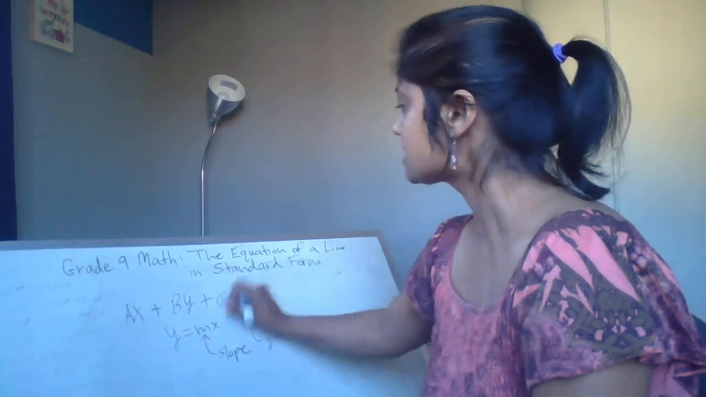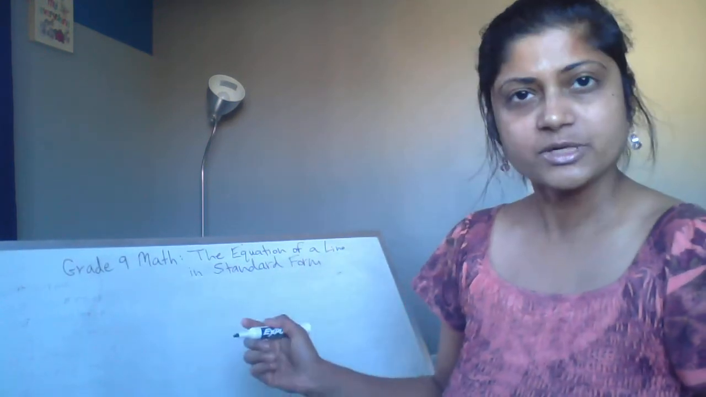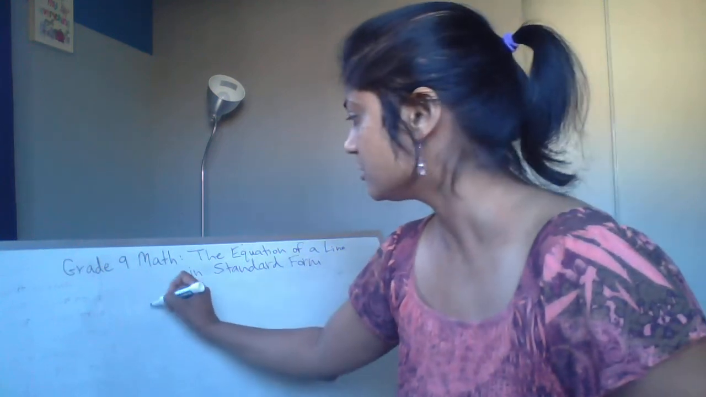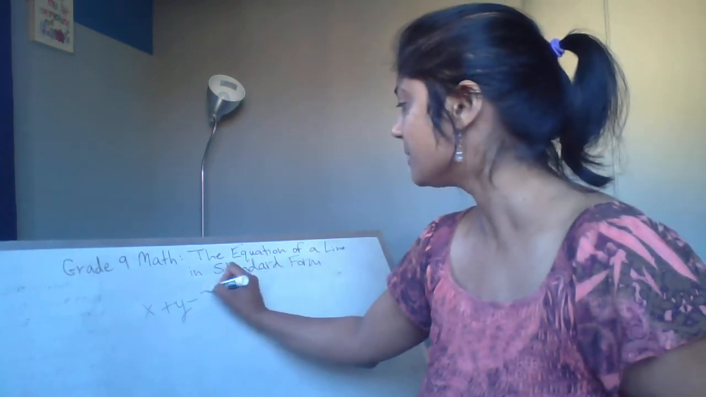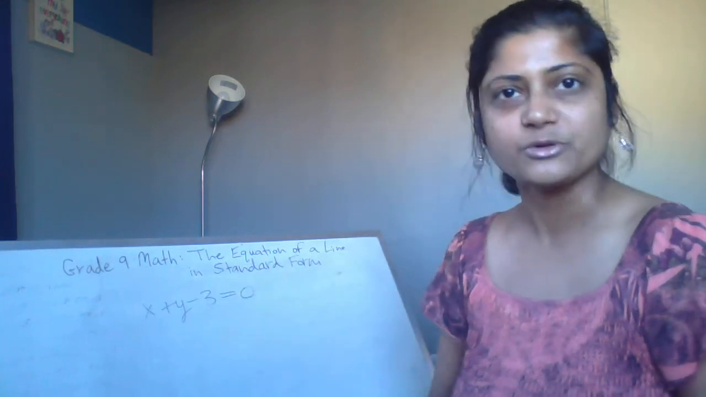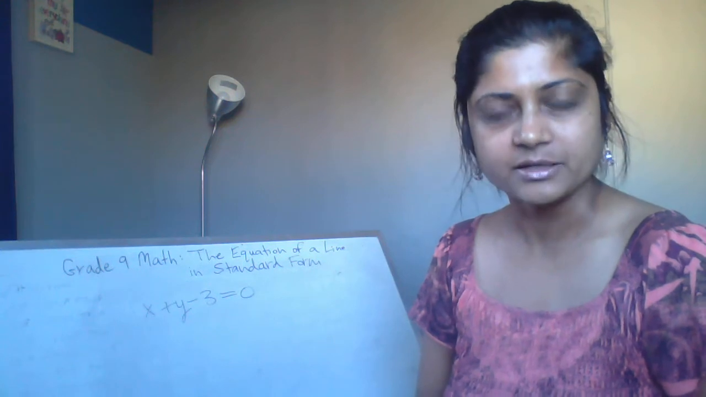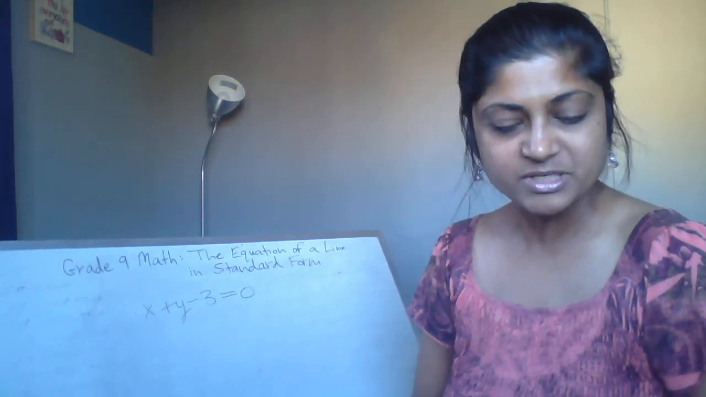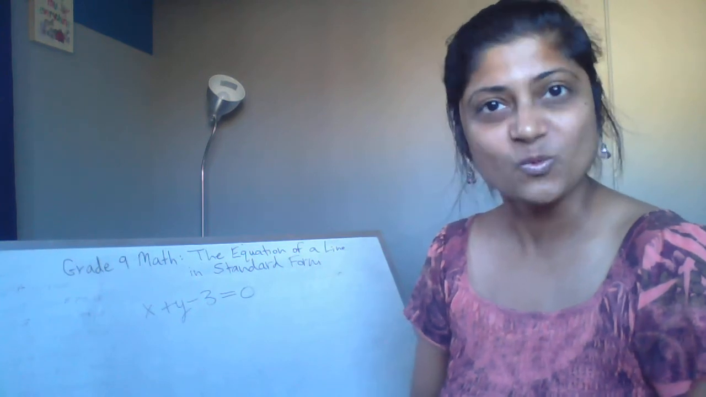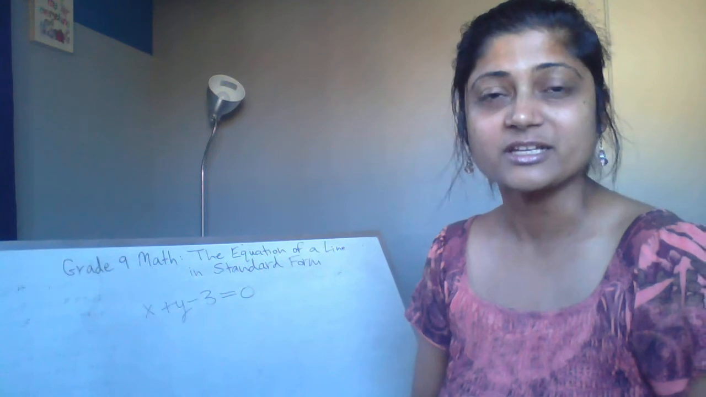So I'm going to just take this off, and let's try this example. I'm going to write the equation on the board. So it's x plus y minus 3 equals 0. So again, they're giving you the standard form of the line. And the question says, I'm going to just read it out loud. Express each equation in the form y equals mx plus b and identify its slope and y-intercept.